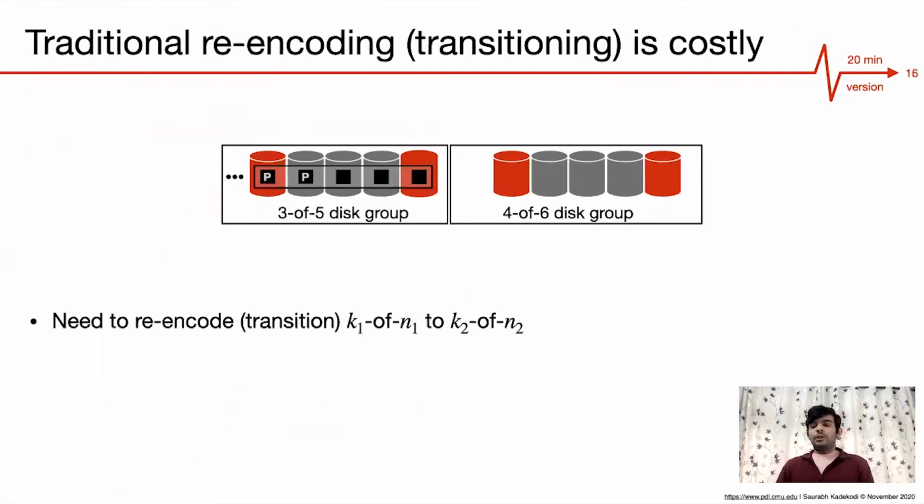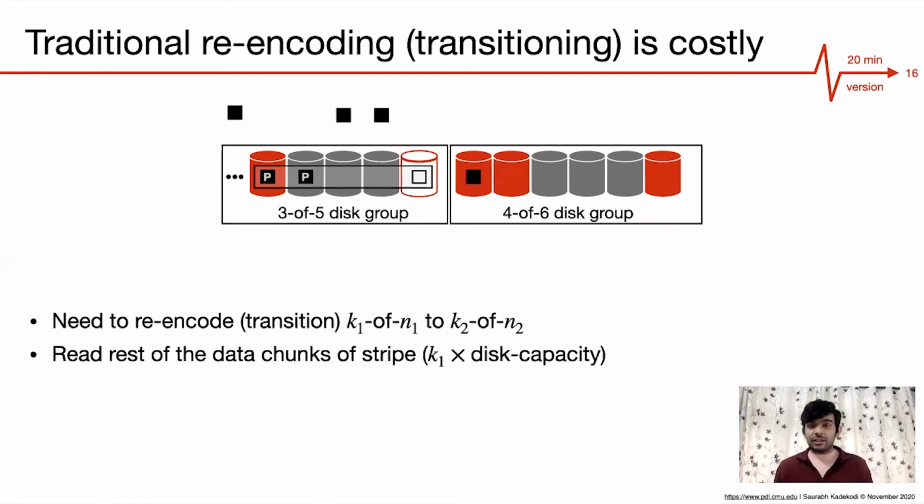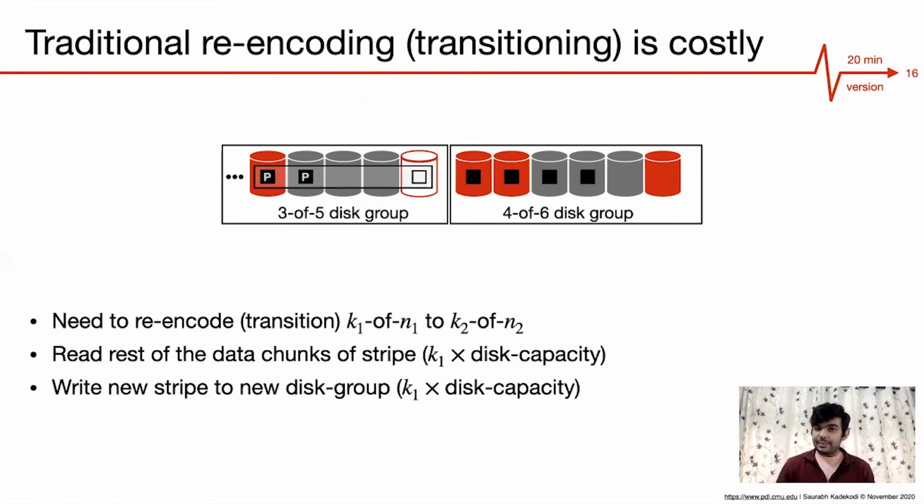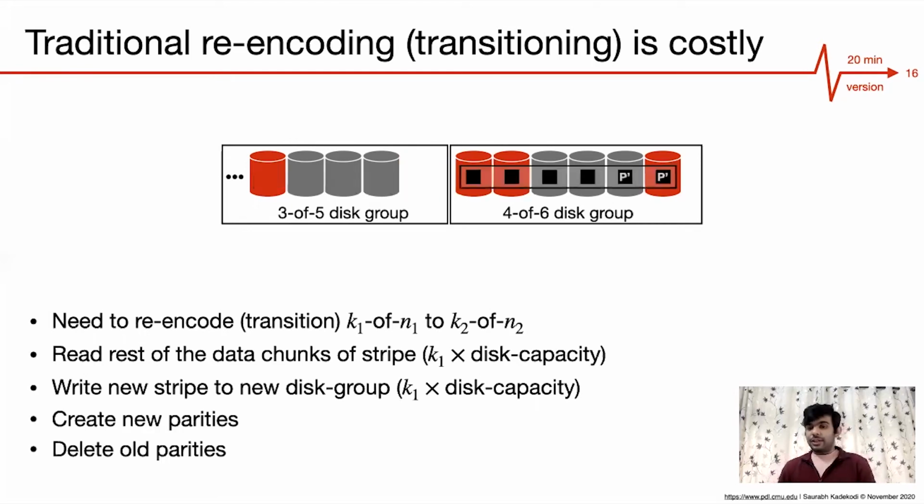So suppose we want to convert from a K1 of N1 scheme to a K2 of N2 scheme. In this example, a 3 of 5 scheme to a 4 of 6 scheme. And say the last disk wants to transition. For every transitioning disk, for every chunk that is stored on that disk, the read, re-encode, write mechanism needs to read all the other chunks belonging to the stride whose chunks reside on the transitioning disk, write them to the new redundancy scheme, write the new parities, and then only delete the older stride.